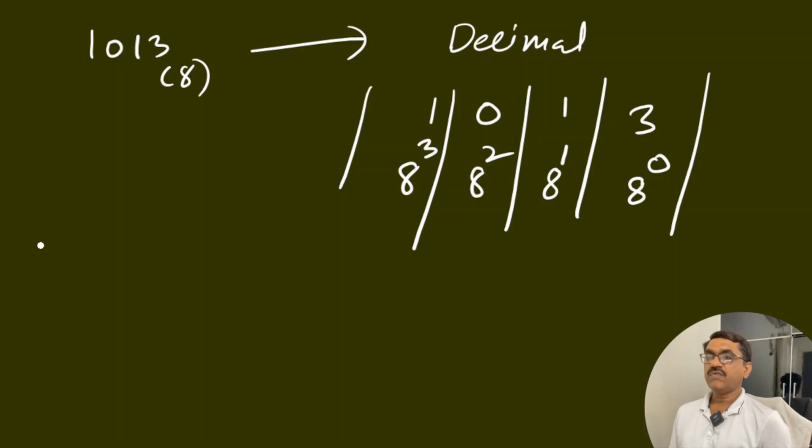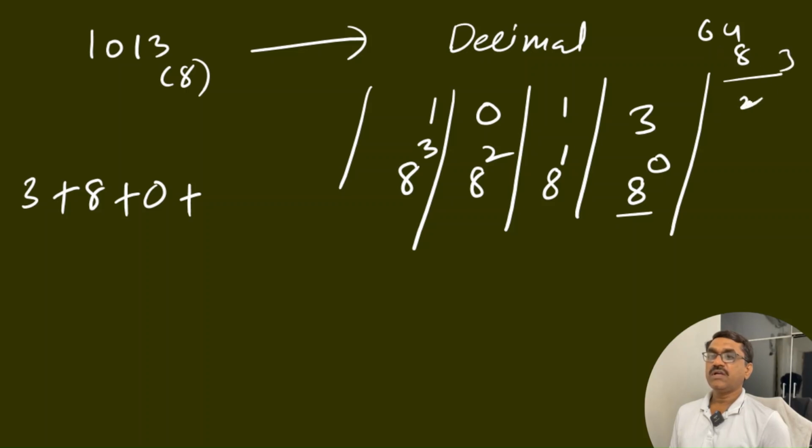Now, just find out the results. 8 to the power of 0 is 1, 1 into 3, 3, plus 8 to the power of 1, 8 into 1, 8, plus 8 to the power of 2, 64 into 0, 0. And here, 8 to the power of 3 is 512, 512 into 1. Now, the result here, how much are we going to get?